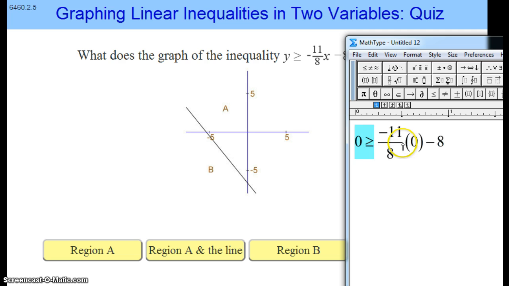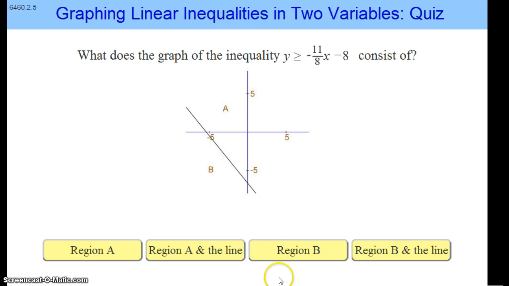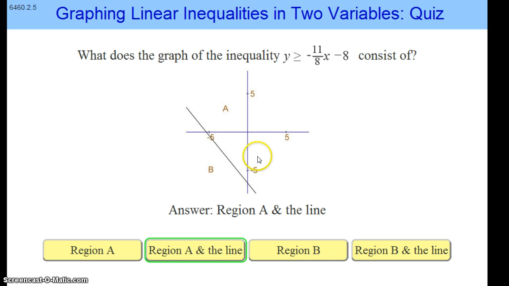Sorry, I messed that up. This whole thing is just 0, so is 0 greater than or equal to minus 8? Yeah, I think that's true. So we can conclude that this point, 0, 0, is part of the region we're looking for. So I would say region A and the line is the right answer. Hey, and it says we're right. So we tested a point and it satisfied the inequality, and we concluded that this was the solution.